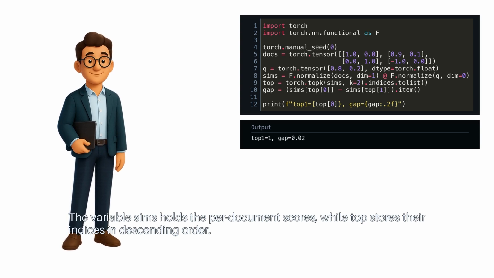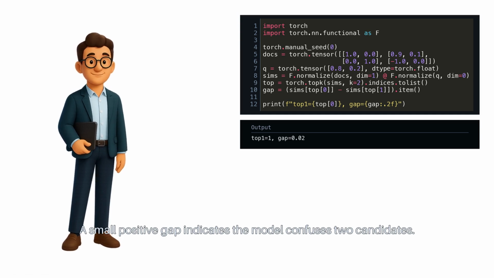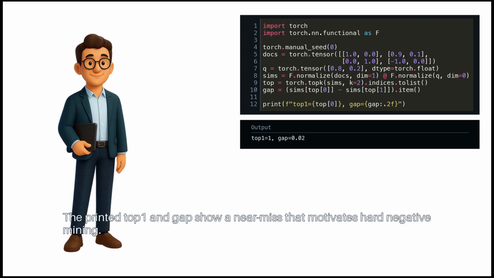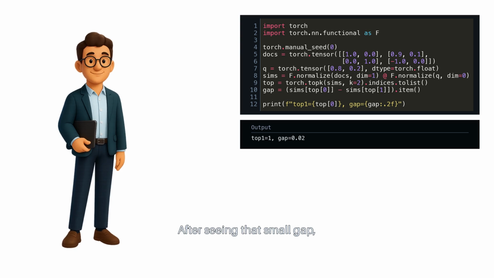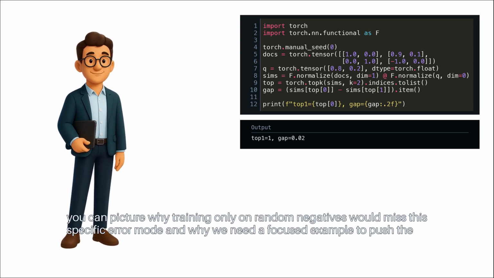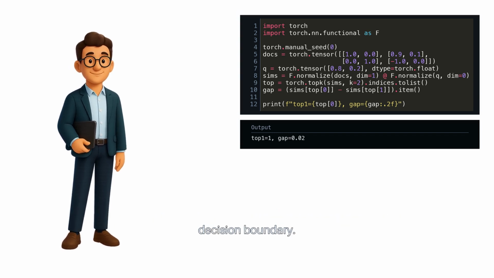The variable sims holds the per document scores, while top stores their indices in descending order. A small positive gap indicates the model confuses 2 candidates. The printed top 1 and gap show a near miss that motivates hard negative mining. After seeing that small gap, you can picture why training only on random negatives would miss this specific error mode, and why we need a focused example to push the decision boundary.